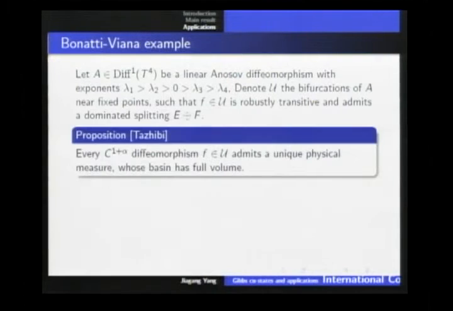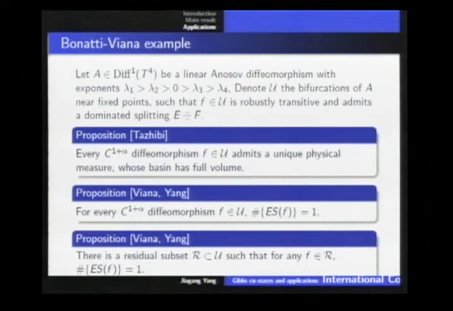This kind of example was treated by Adita Zibi in his thesis, who proved that every C1 plus alpha diffeomorphism in this space admits a unique physical measure whose basin has full volume. His argument depends on the work of Alves, Bonatti, and Viana called mostly expanding. But today we are trying to give a different proof. So what's our proof? This is our joint work with Viana. For every C1 plus alpha diffeomorphism contained in this space, the equilibrium state is unique. If it's unique, we know that it's the unique physical measure.